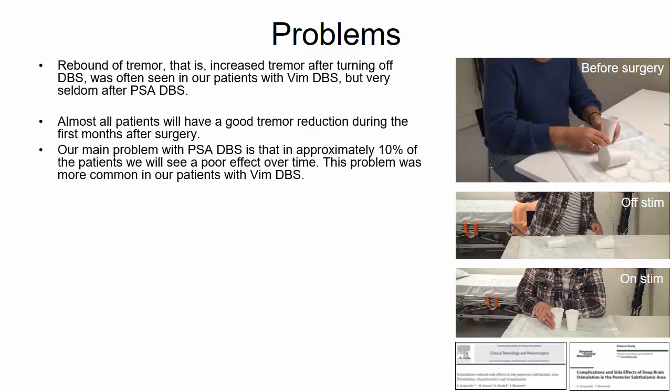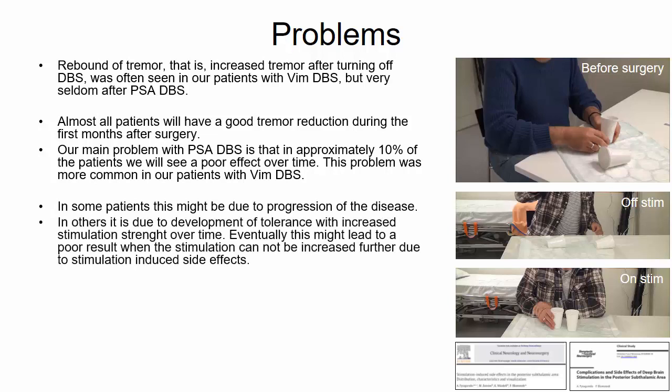Our main problem with PSA DBS is that in approximately 10% of the patients we will see a poor effect over time. This problem was more common in our patients with VIM DBS. In some patients, this might be due to a progression of the disease. In others, it is due to development of tolerance with increased stimulation strength over time. Eventually, this might lead to a poor result when the stimulation cannot be increased further due to stimulation-induced side effects.